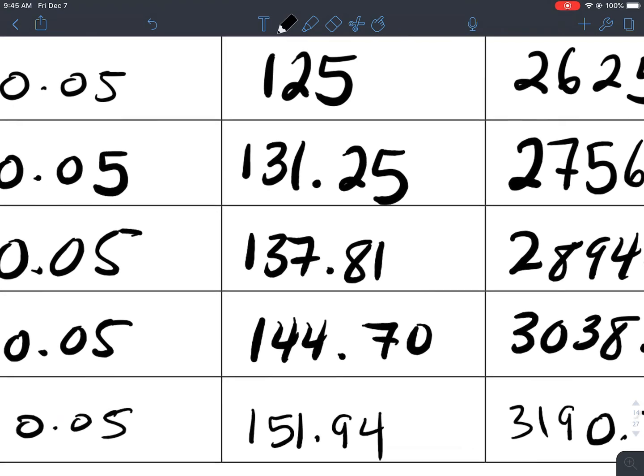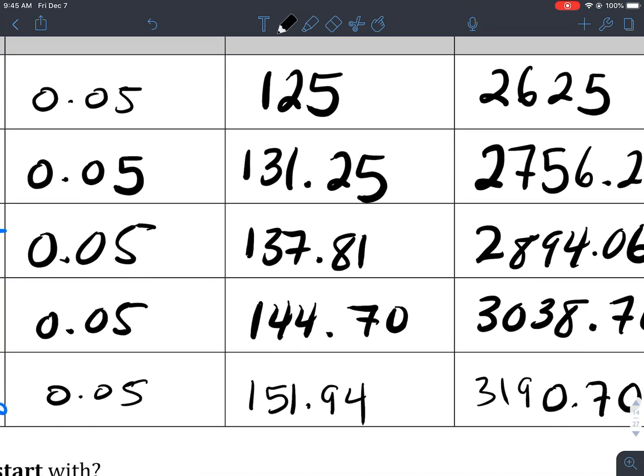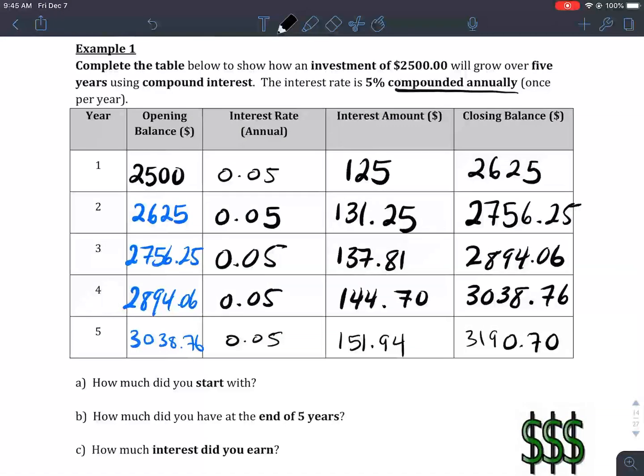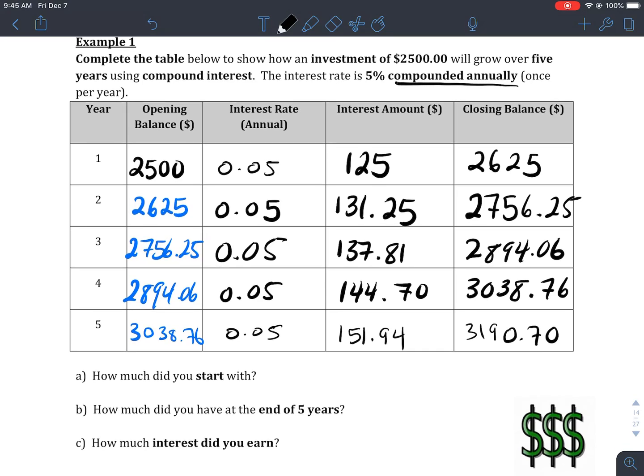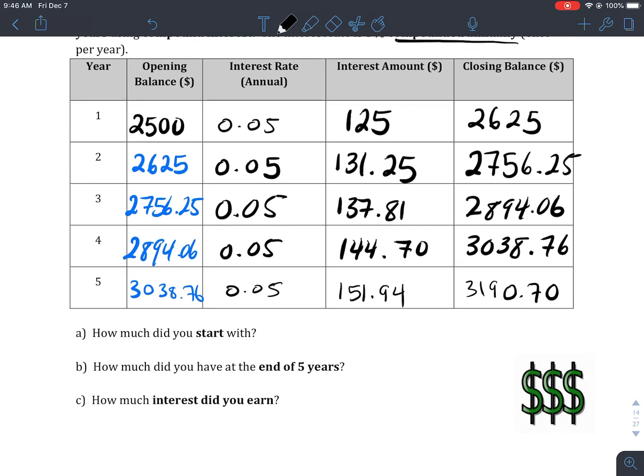So if you look at the interest amount column, you're going to notice that the interest amount being paid increases from year to year. If this was simple interest, that interest amount would stay the same. So of course, every year I'm making money on money I've already earned, and my money's going to grow much, much faster.